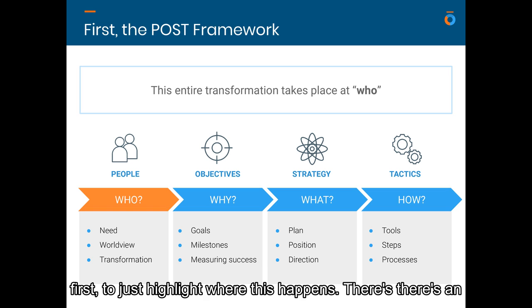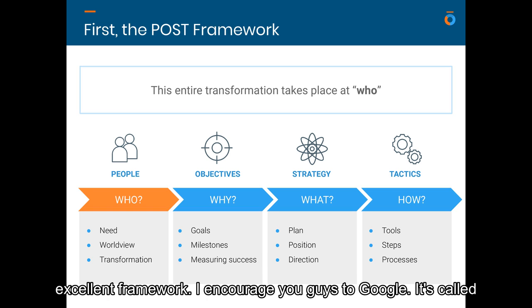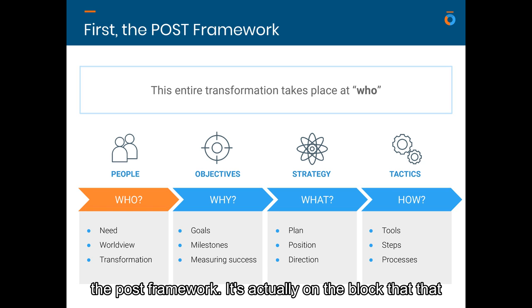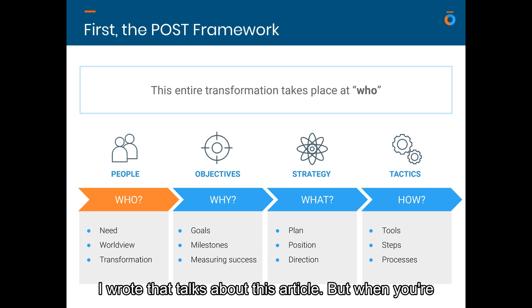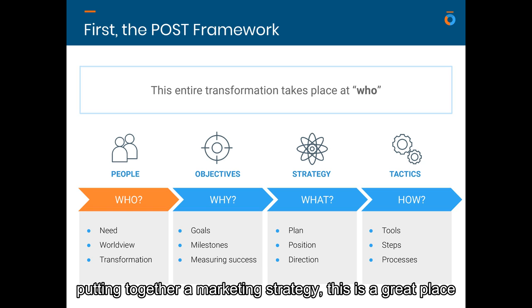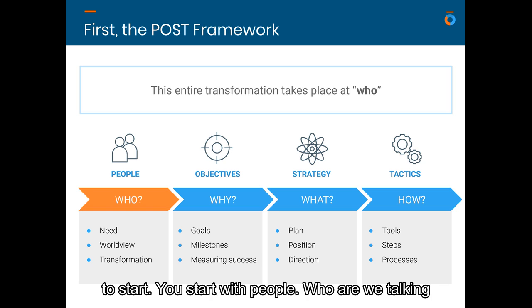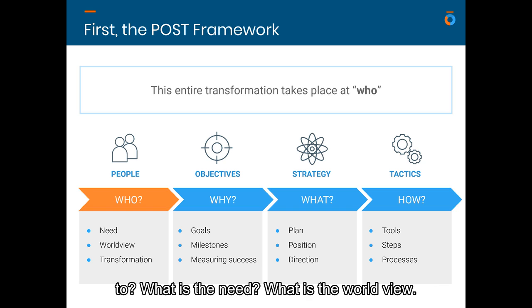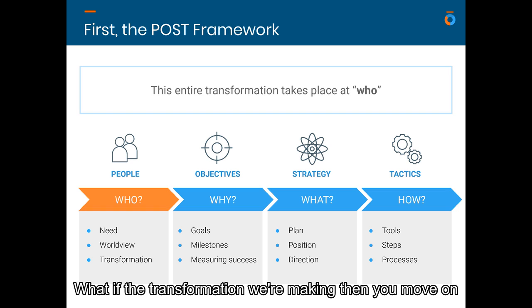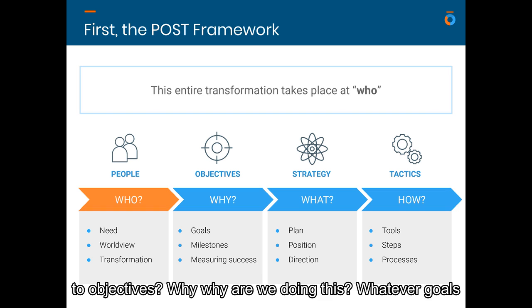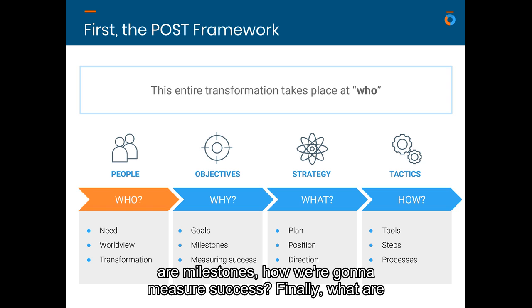So first, to just highlight where this happens, there's an excellent framework I encourage you guys to Google. It's called the POST framework, and it's actually in the blog that I wrote that talks about this article. When you're putting together a marketing strategy, this is a great place to start. You start with people. Who are we talking to? What is the need? What is their worldview? What is the transformation we're making? Then you move on to objectives. Why are we doing this? What are our goals or milestones? How are we going to measure success?